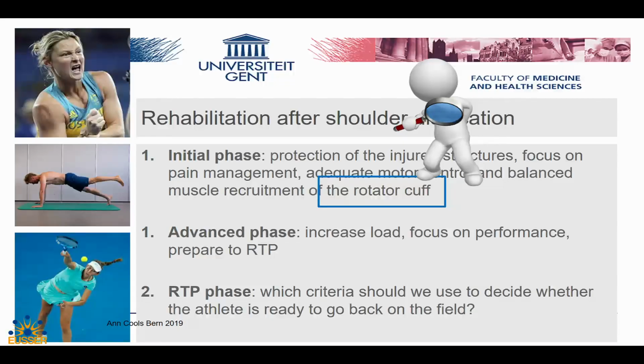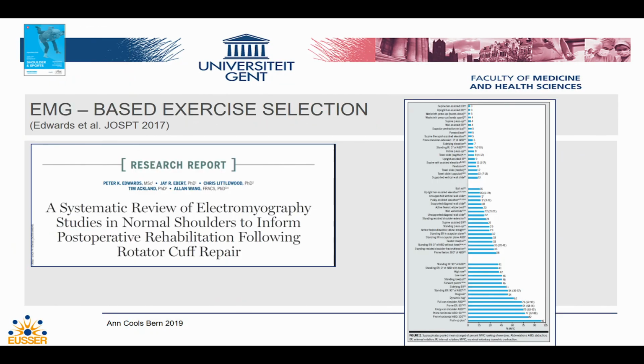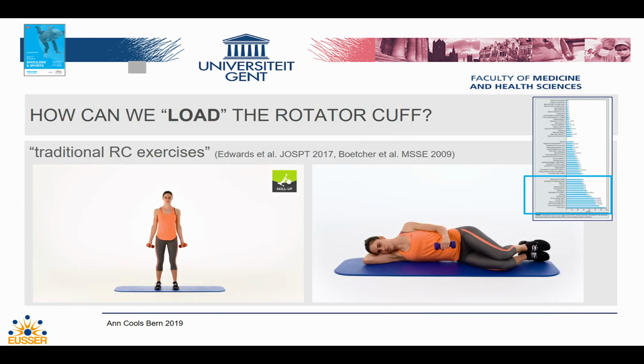So the only thing I want to focus on just shortly is how can we focus on recruitment of the rotator cuff. Now, 2 years ago, there was a very nice systematic review in which they looked at all EMG studies highlighting the activity of the rotator cuff during exercises. And for each of the cuff muscles, they also ranked the exercises based on low activity, moderate activity, and high activity. So when we want to focus on the rotator cuff activity, we mainly want to look at the last category.